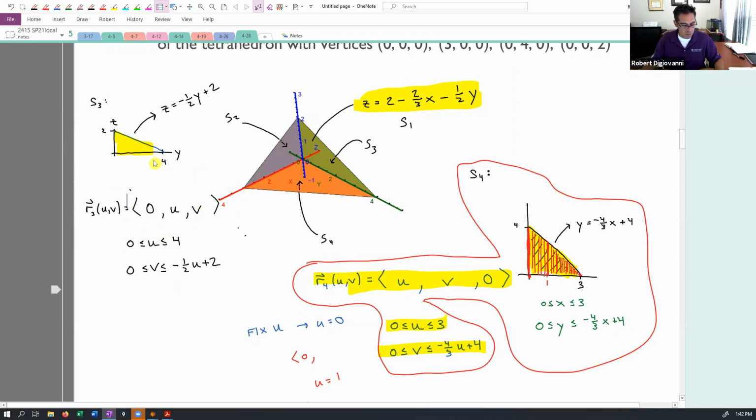So my u is really my y because it's in the y component position, right? So I'm going to move back and forth between 0 and 4 there. That's my u. And then my v, my up and down, will be controlled by this inequality.